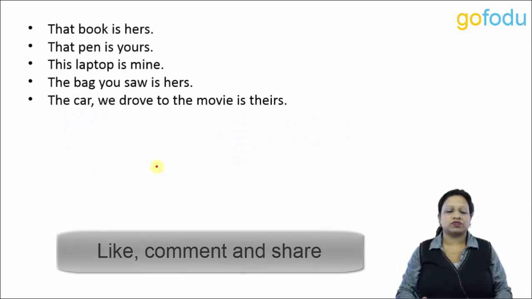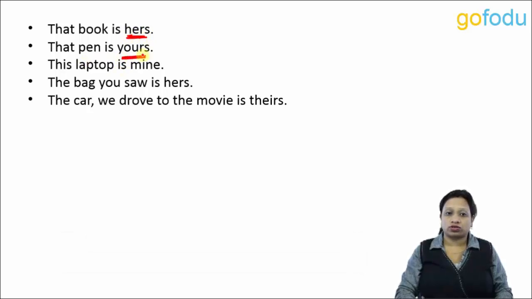Let's see with the help of some examples. That book is hers. That pen is yours. This laptop is mine. The bag you saw is hers. The car we drove to the movie is theirs. Now, in the first sentence, "That book is hers," hers shows a possession of some girl on that book. So hers is the possessive pronoun. "That pen is yours." Yours is a possessive pronoun.